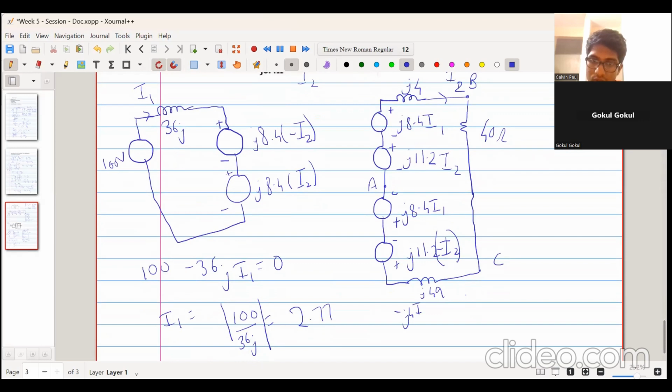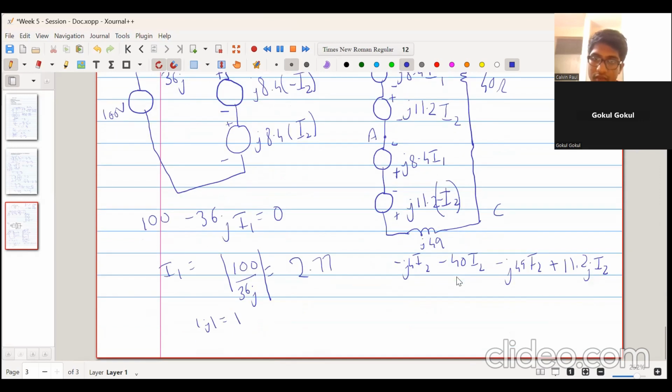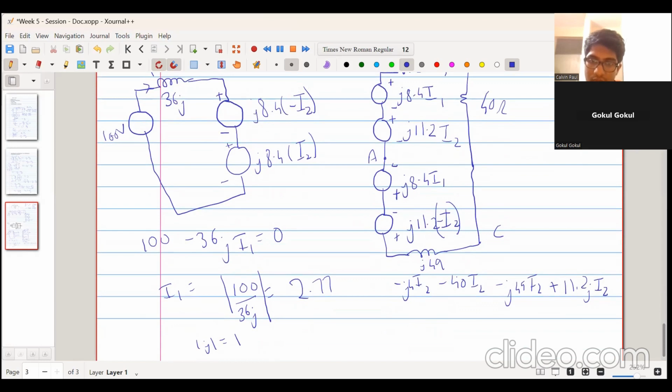So it will be minus J4 into I2 minus 40 into I2 minus J49 into I2 minus this goes like this. So minus minus becomes plus 11.2 J into I2. This voltage source and this voltage source cancel out because they are of opposite polarity. Then another plus 11.2 J into I2 is equal to 0. Now it is all I2 in terms of some value, and that means I2 is actually equal to 0.